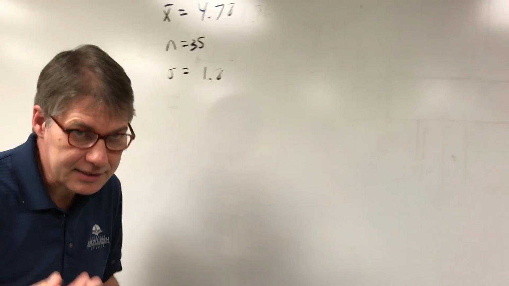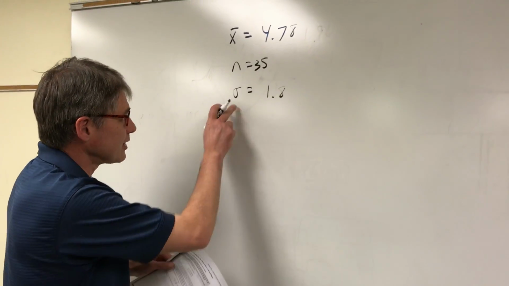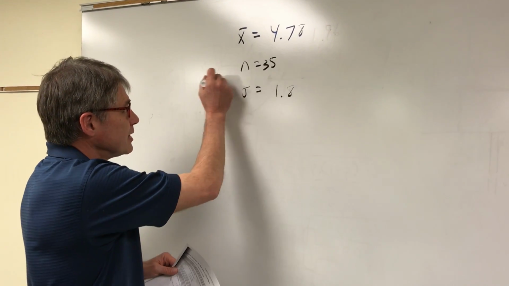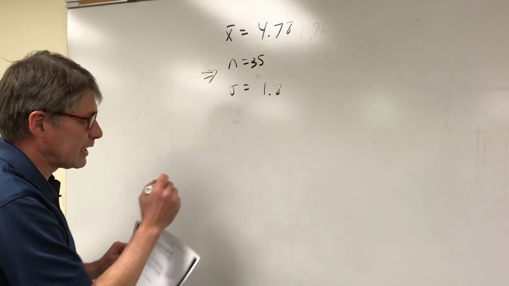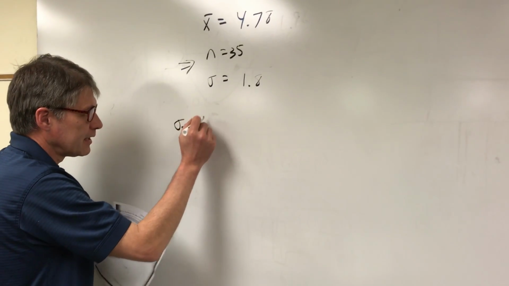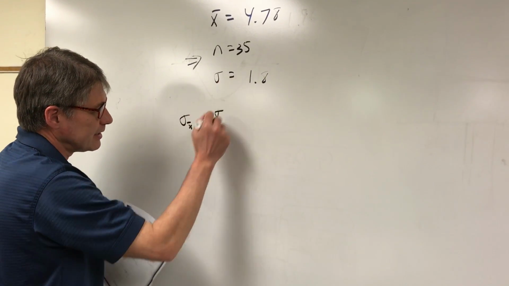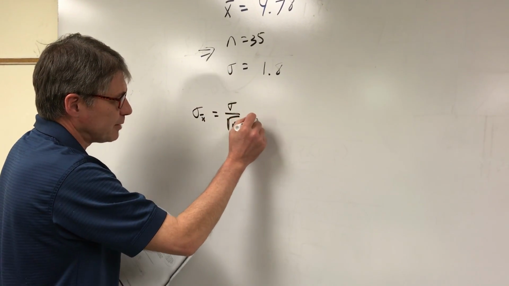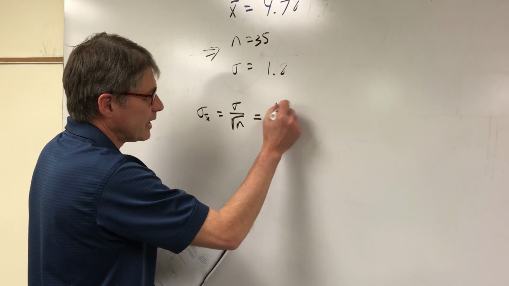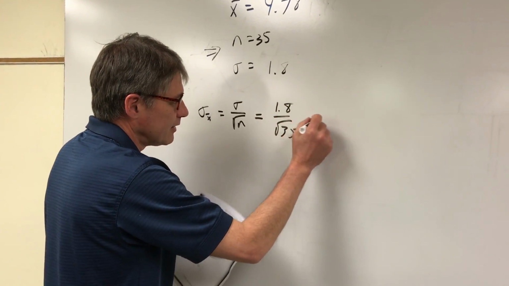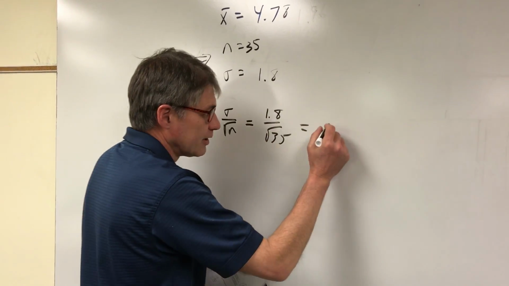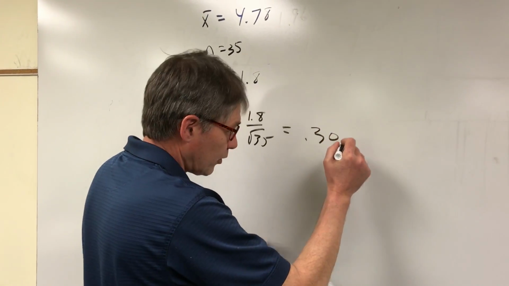So the way we do this, again, we're going to use the central limit theorem. We're not going to use the standard deviation since we're dealing with a sample. So we're going to use the standard deviation of the means, and that's simply the population standard deviation divided by the square root of the sample size. So we get 1.8 divided by the square root of 35. Calculate that all out, we get 0.3043.